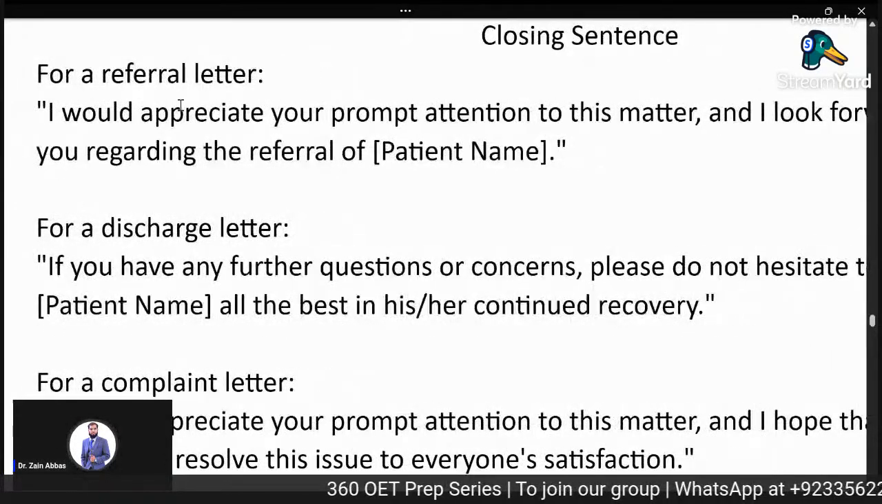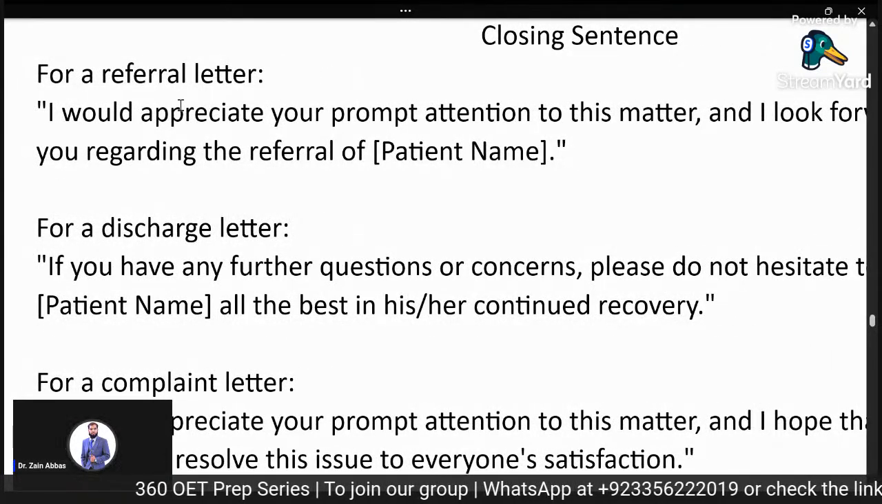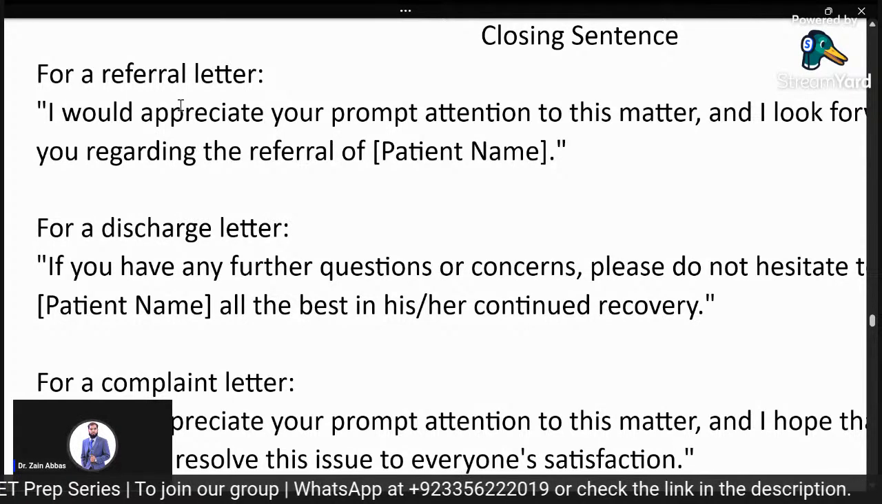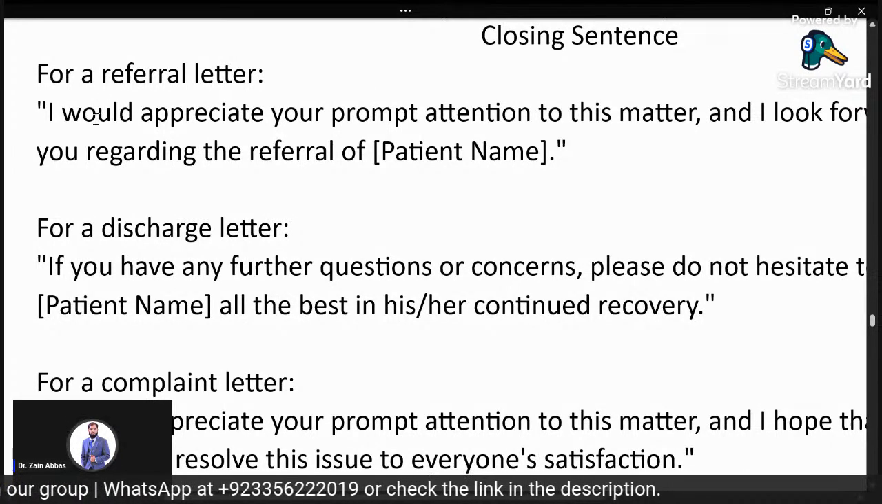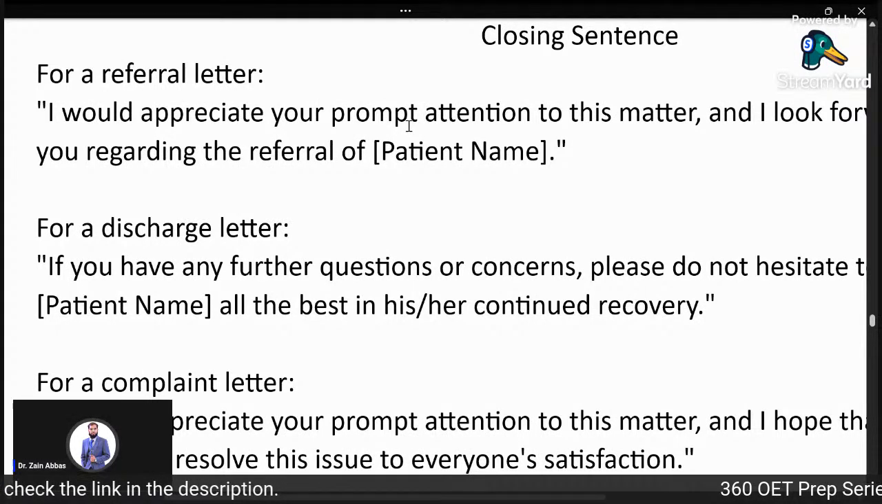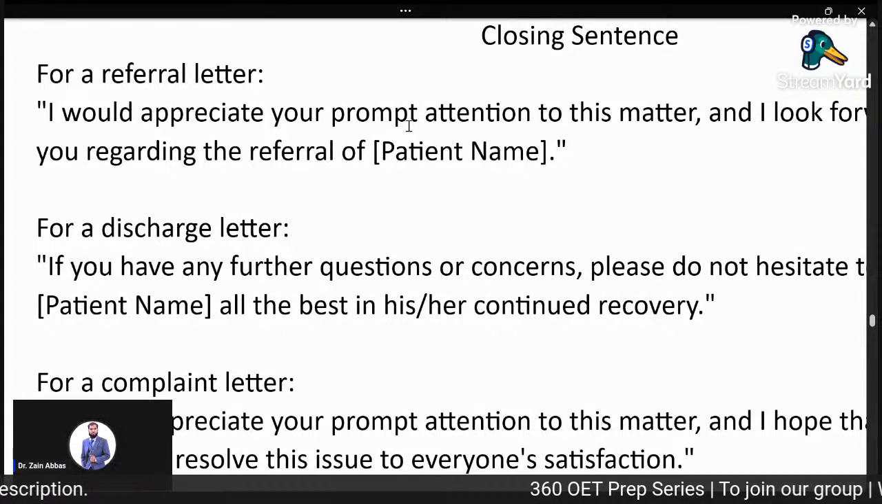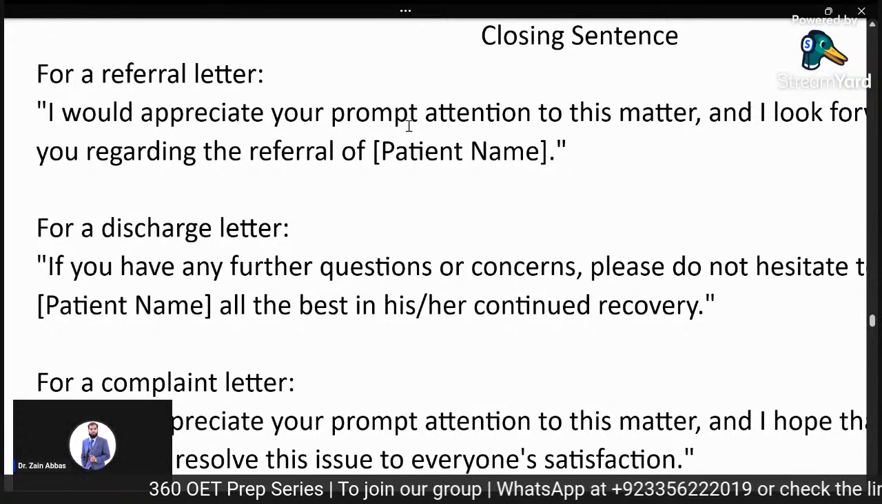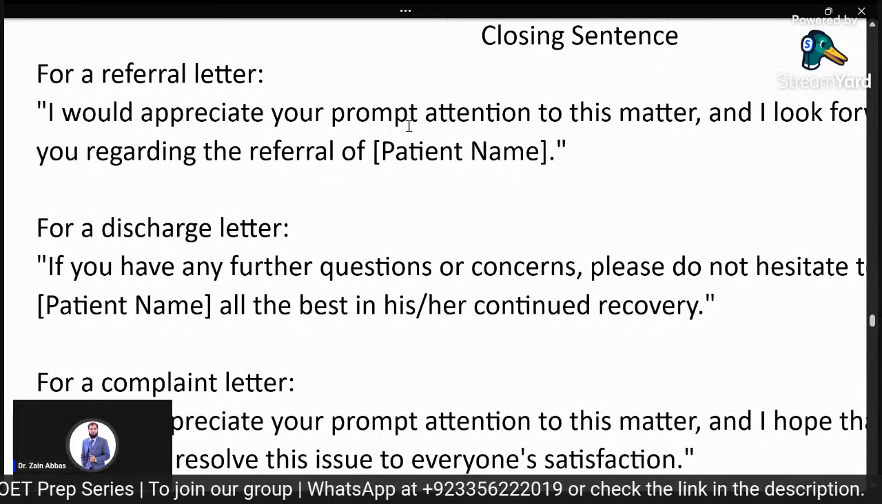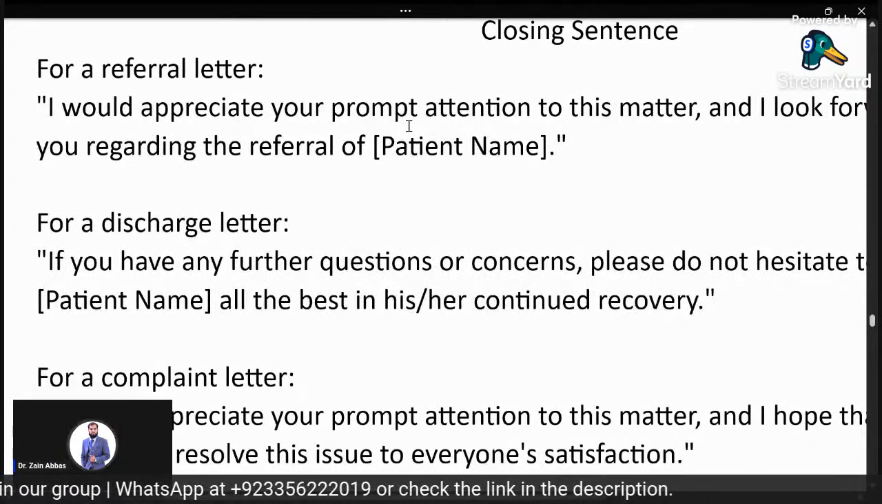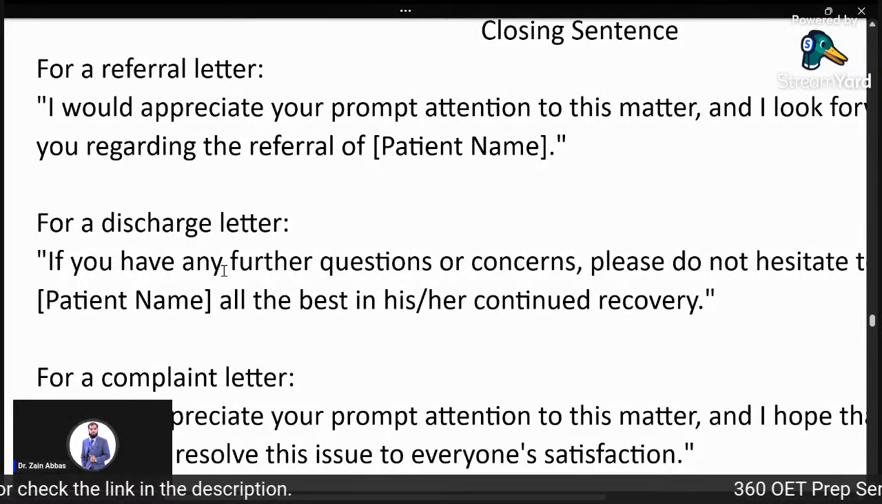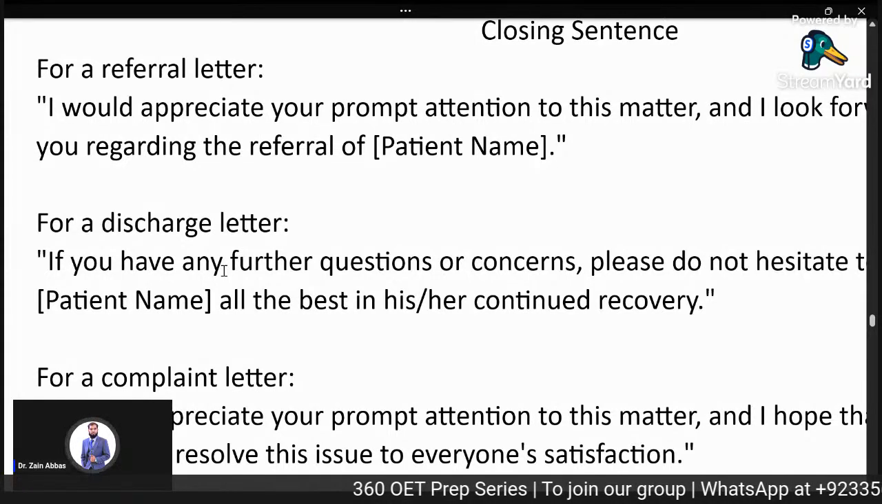For the referral letter, you can make your own line, or you can simply cram these lines to make them your reflexes. I would appreciate your prompt attention to this matter, or you can write the patient warrants specialty level of care. In that case, your efforts would be appreciated. You can write in that way. In the discharge letter, you have the same type of thing here. If you have any further query, please do not hesitate to contact. Like these important lines should be in the closing sentence.